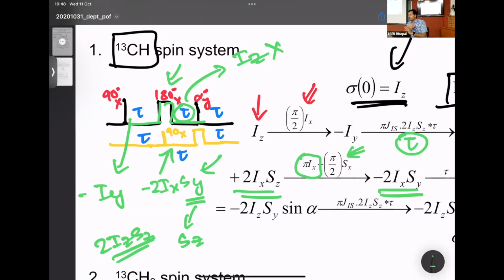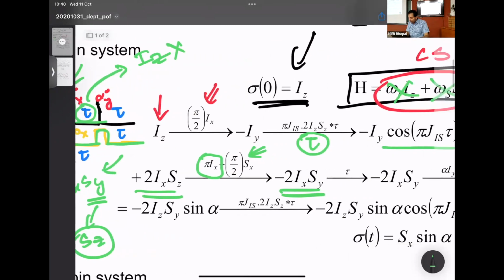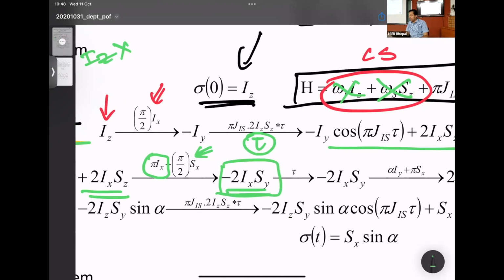Does that make sense? Now, the only term that's left out is carbon chemical shift evolution, right? Which should evolve. But if you pay close attention, that's a tau 180 tau. Basically, that will also not evolve. This is a super interesting condition where if you just give a tau delay, you started with minus 2 IxSy, the net effect is literally nothing.